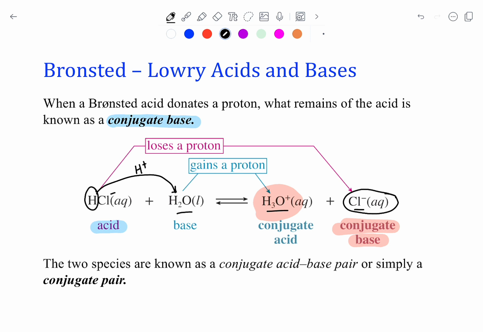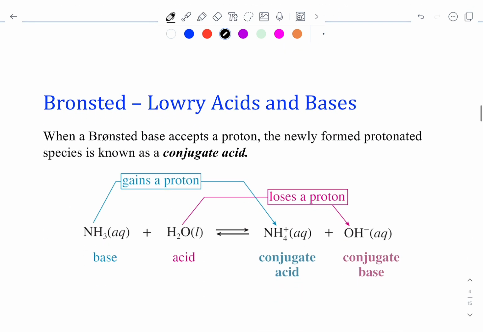Those two species that go together, so the HCl and the Cl-, or the H2O and the H3O+, these are often referred to as a conjugate acid-base pair or simply a conjugate pair, meaning that there has been a removal or addition of a hydrogen ion, a proton, in order to do our acid-base chemical reaction.